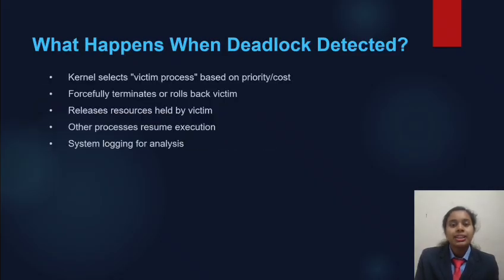What happens when a deadlock is detected? The kernel selects a victim process based on priority or cost. It forcefully terminates or rolls back the victim. It releases the resources held by the victim. The other processes resume execution. The system logs the event for analysis.